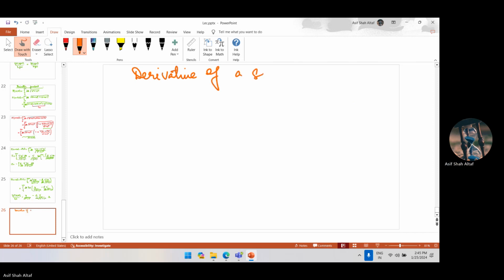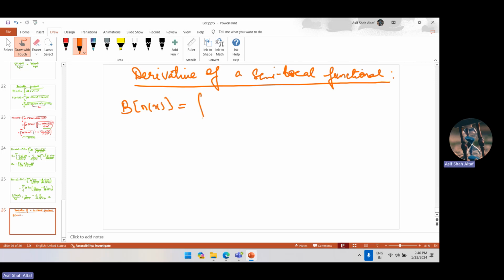Derivative of a semi-local functional. So consider a functional of the type which basically depends on n as well as its derivative. Fine. And now what we are interested in is to find the general formula for the derivative of this functional. So how will we do it?